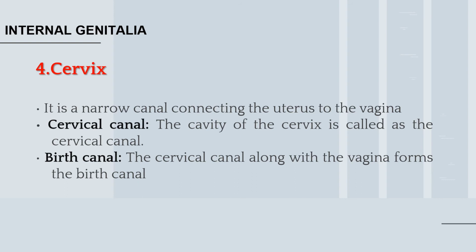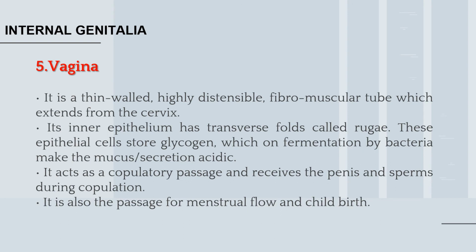And then the last part of the internal female genitalia refers to the vagina, which is a fibromuscular tube which extends from the cervix, and it is going to have certain epithelial cells which would secrete glycogen, which would get fermented by bacteria present in the vagina, and that is how the vaginal secretions would become acidic in nature. So the main function of the vagina is to act as a copulatory passage, which would receive the penis and the sperm during copulation, and it would also help as a passage for the menstrual blood to be discharged out of the body, and it would also help in the process of childbirth.